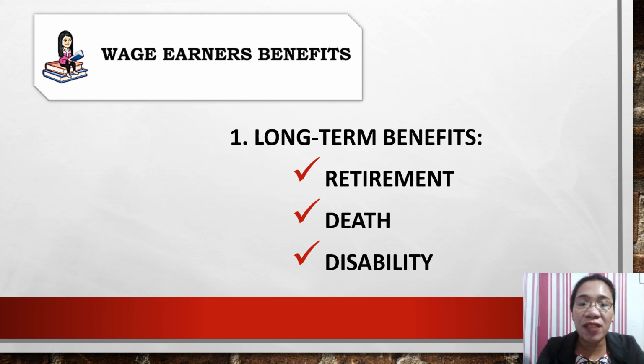These long-term benefits: the retirement benefit can be received when an employee retires. Then death: when an employee dies, the beneficiaries can avail of death benefits. And when the employee becomes disabled, he or she is entitled to a disability benefit.